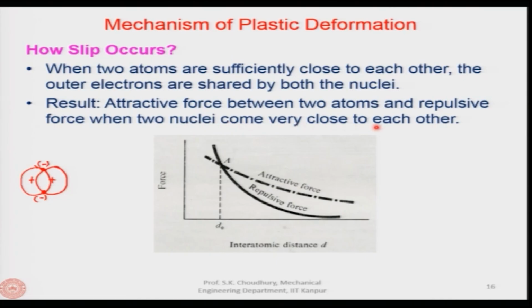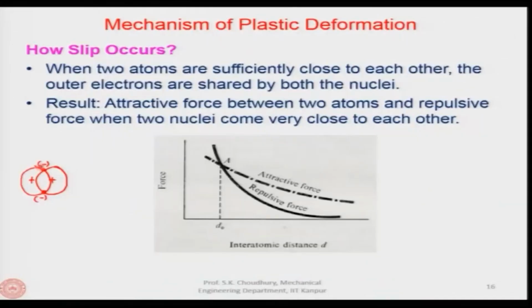So, as a result, when two atoms are very close to each other, they will be attracting each other because these electrons are shared by both the nuclei. And when they are coming closer to each other, they will not collapse because these two nuclei will repel each other. All right. So, this is exactly what happens.